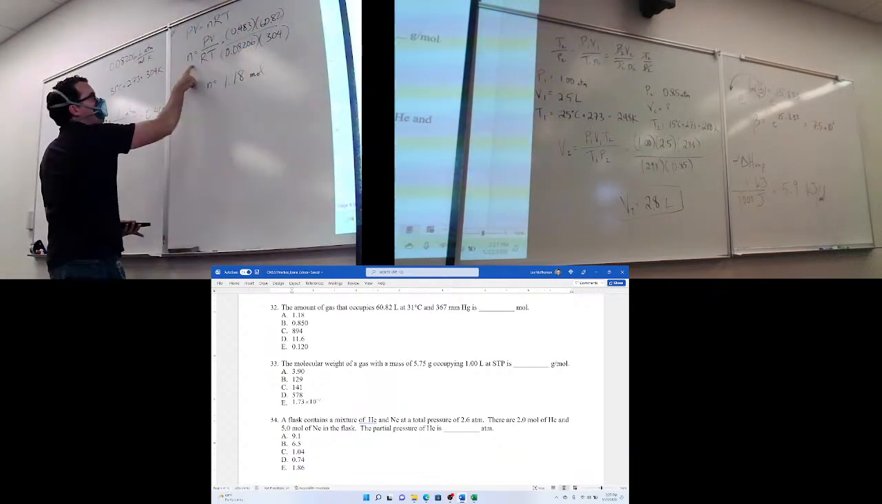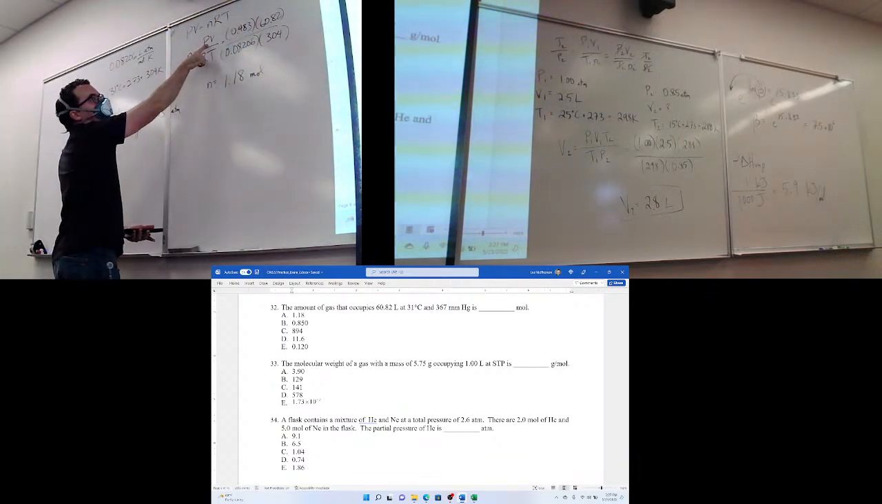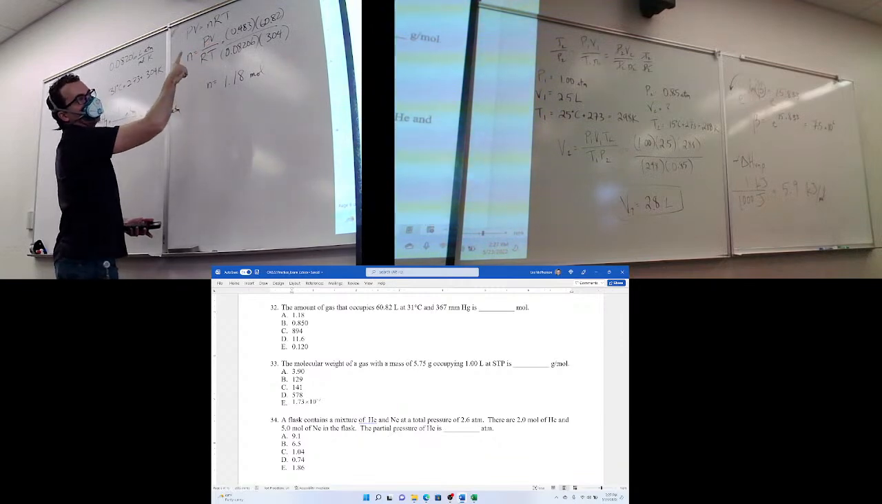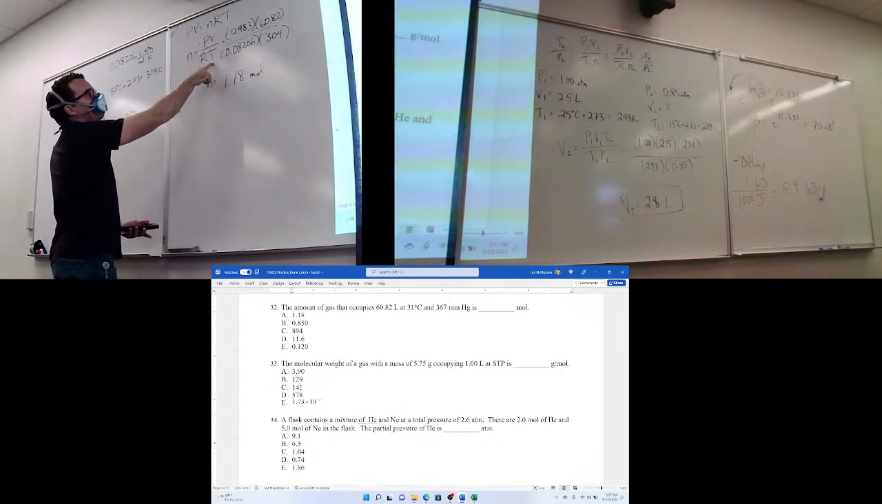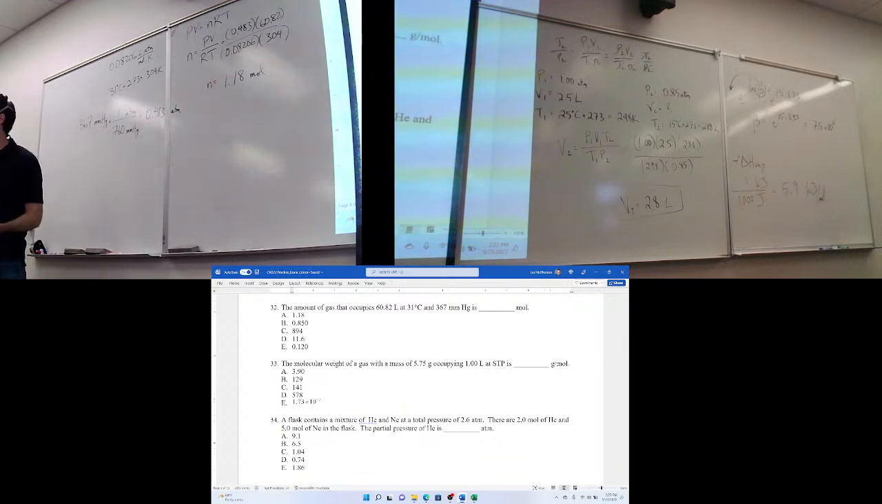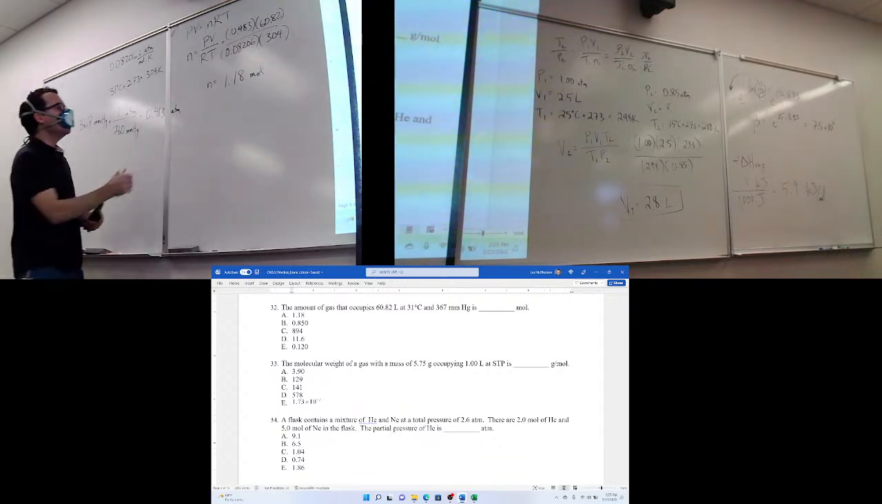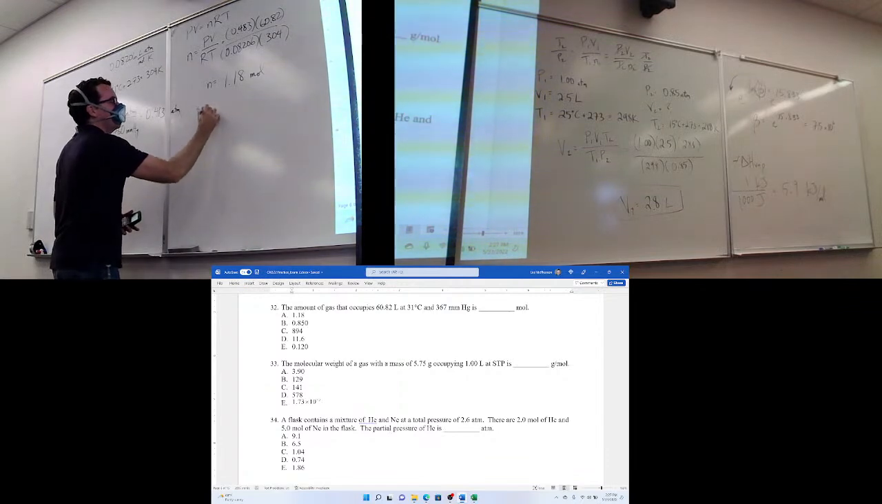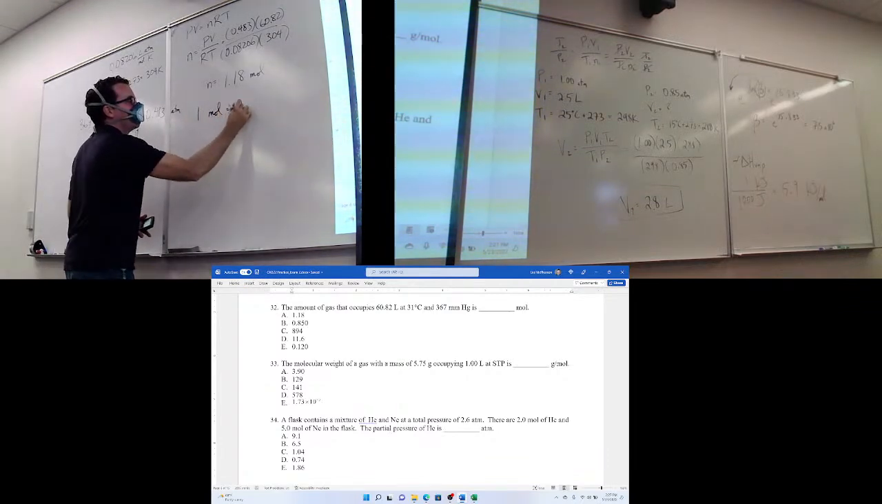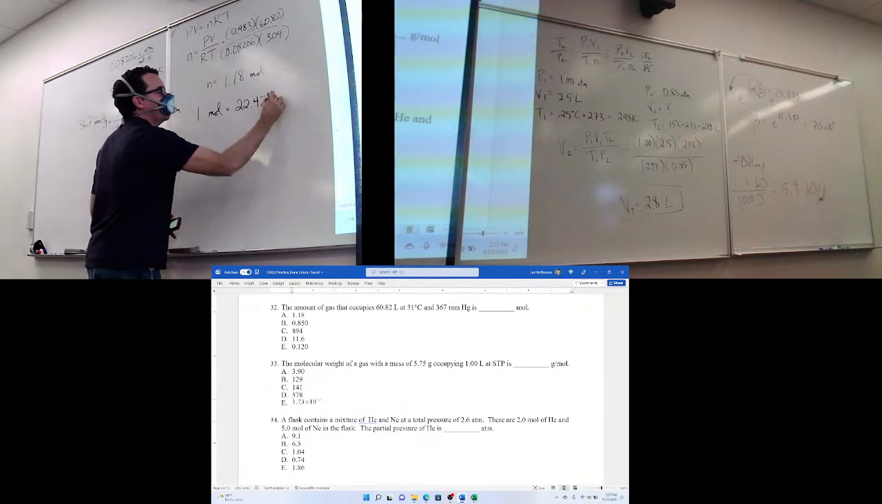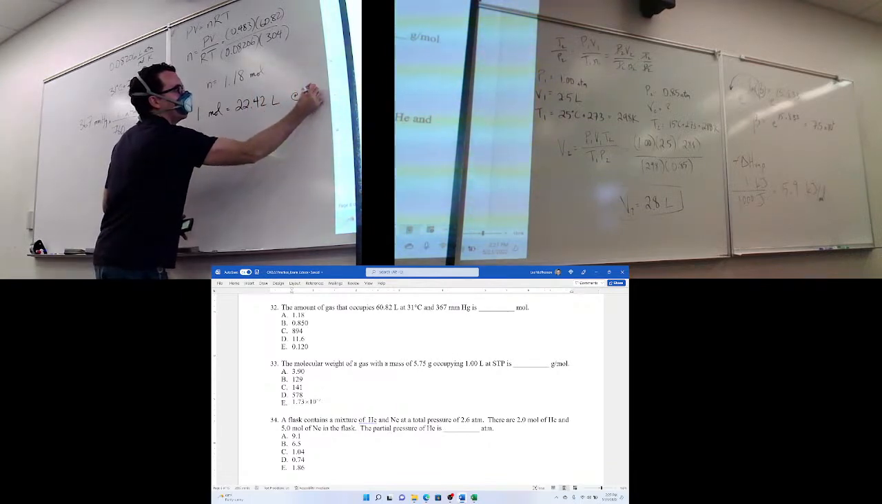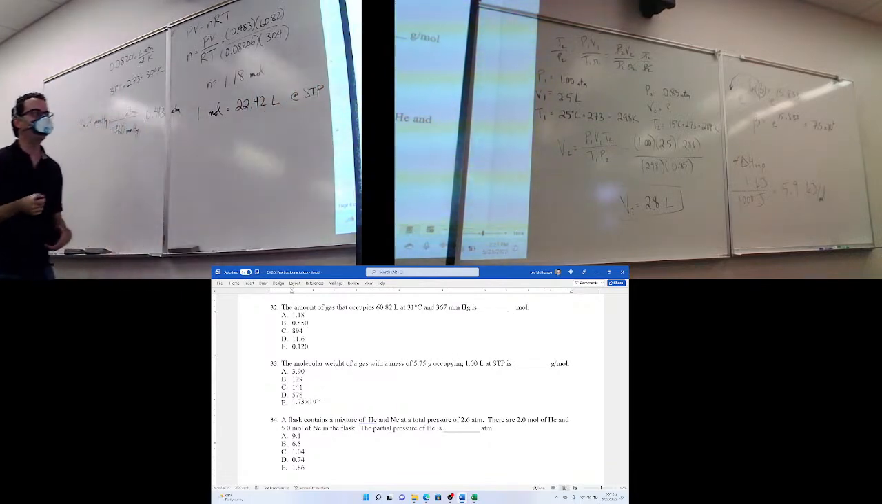So I could do this. I could plug in 1 atmosphere. I could plug in that volume. I could plug in R. I could plug in 273.15. So instead, I'm going to use molar volume, and that is that 1 mole is equal to 22.42 liters. The requirement is you must be at STP.